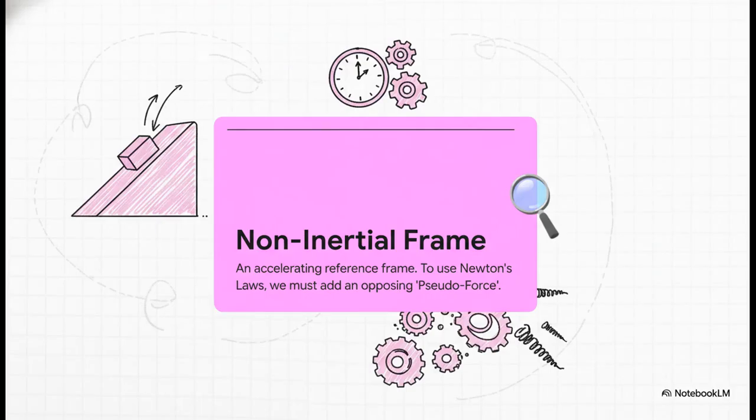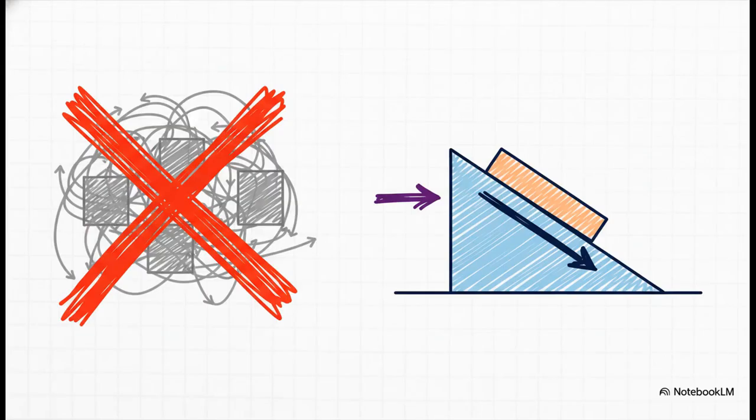Now, because the wedge is accelerating, this moving point of view is what's known as a non-inertial frame. And here's the catch. Newton's famous laws don't quite work here. At least not without a little tweak. To make them work, we have to invent an extra force, a pseudo-force. You can think of it as a correction factor we have to add just because our point of view is accelerating. And here is the big payoff for that little trick.